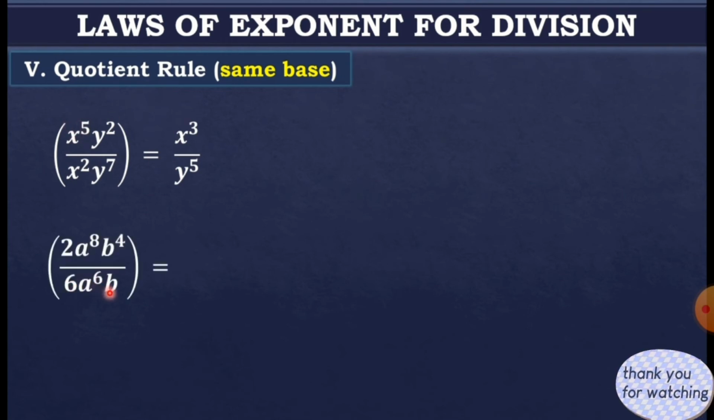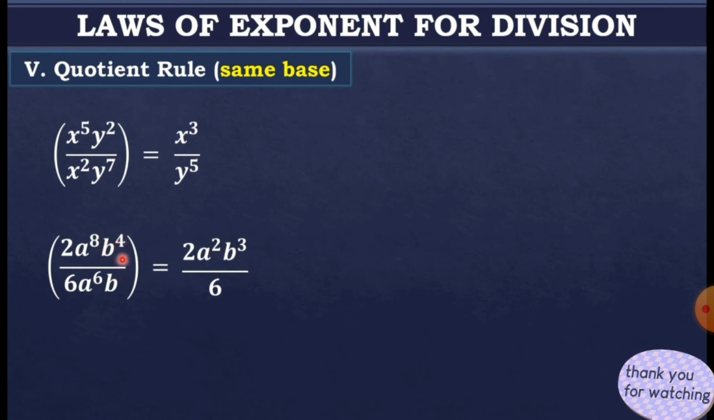This time, meron ng numerical coefficient, 2 and 6. So, first, we have to subtract the exponents of the common base, a. So, 8 minus 6, magiging 2. So, a squared. Since mas malaki si 8, nilagay ko si a squared sa numerator. Same with b. So, 4 minus 1, magiging 3. So, b cube. Again, mas malaki si 4, so nasa numerator siya. So, I have to write b cube sa numerator.